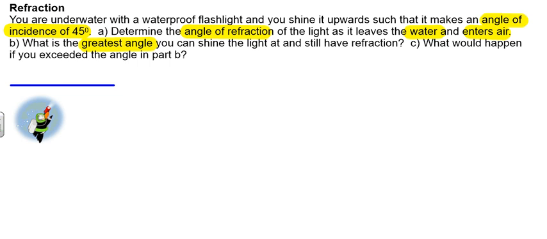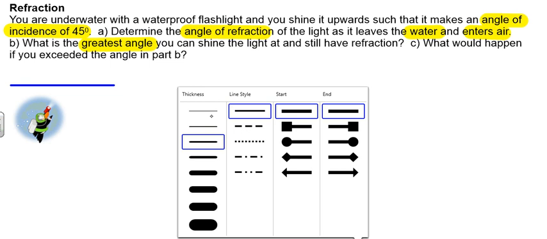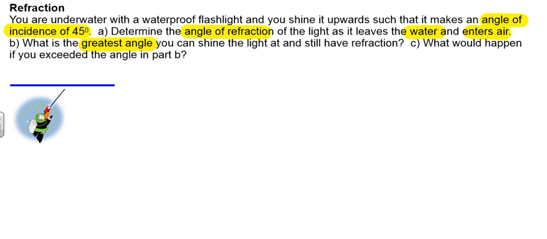So let's draw a few things. I'm going to draw my line here. Remember, the light is going to come up from the flashlight and hit the surface. We always have a normal line here, and then the light is going to go there. And if you remember, if it goes from water to air, it's going from more dense to less dense, so it's going to refract down this way.